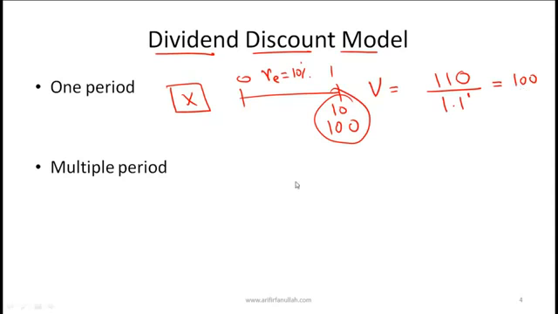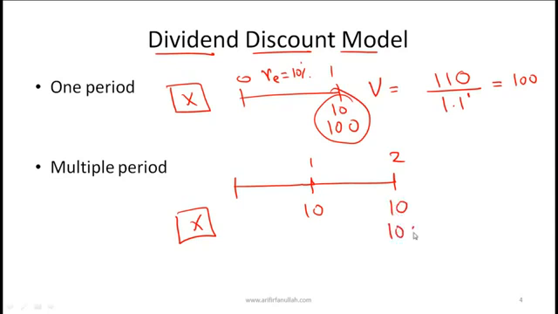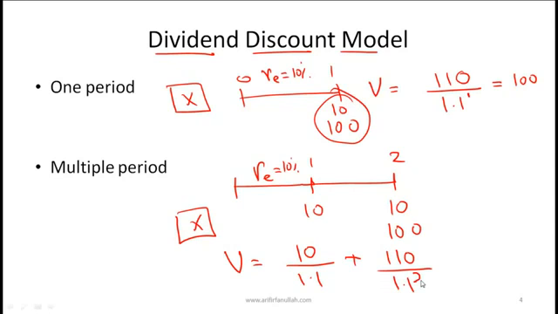With the multiple period model, the idea is the same. Here let's say that now you are going to again invest in stock X, and let's say that you expect a dividend at the end of year 1 of 10, and at the end of year 2 you are again expecting a dividend of 10, plus you expect to sell the stock for 100. Now in this case the value of the stock will be equal to 10 divided by 1.1. Again we are assuming that the cost of equity is equal to 10%. So the value of the stock is 10 divided by 1.1 plus 110 divided by 1.1 squared.